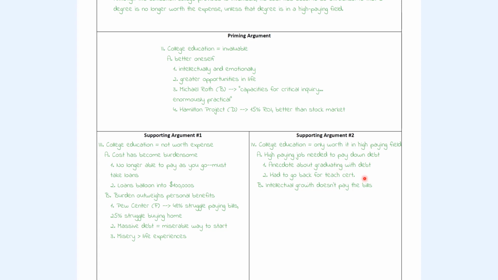So I definitely want to devote a whole paragraph to that, because that is the kind of college education that is still definitely worth it, and it relates back to that 15% ROI that the Hamilton Project talks about. So those are my three body paragraphs. A little bit different of an approach, but they're still building from one to the next.